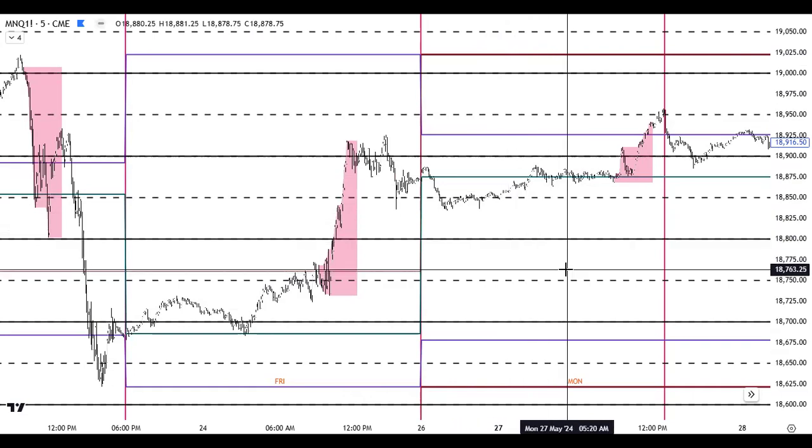Now, getting into our trade that happened on Monday. Trade for Monday. Now, Monday was a holiday, a bank holiday. So Monday was Memorial Day.